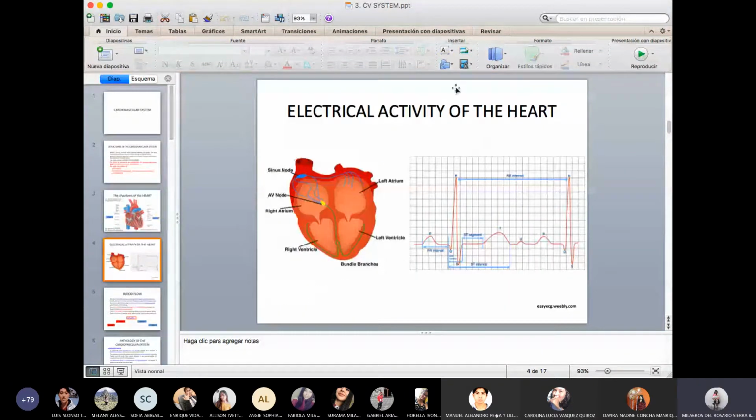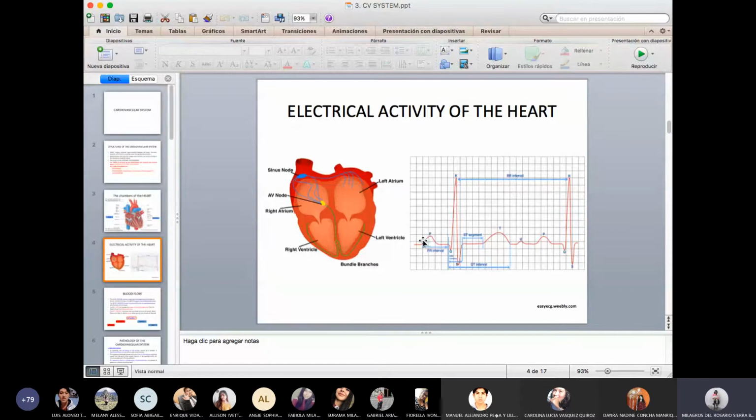And then this is the practice test that we did. Remember that the electrical activity of the heart starts from the sinus node and then goes to the AV node, and then goes to the bundle of His and divides into two branches. And from these branches, you're going to have the Purkinje fibers that go into the endocardium.